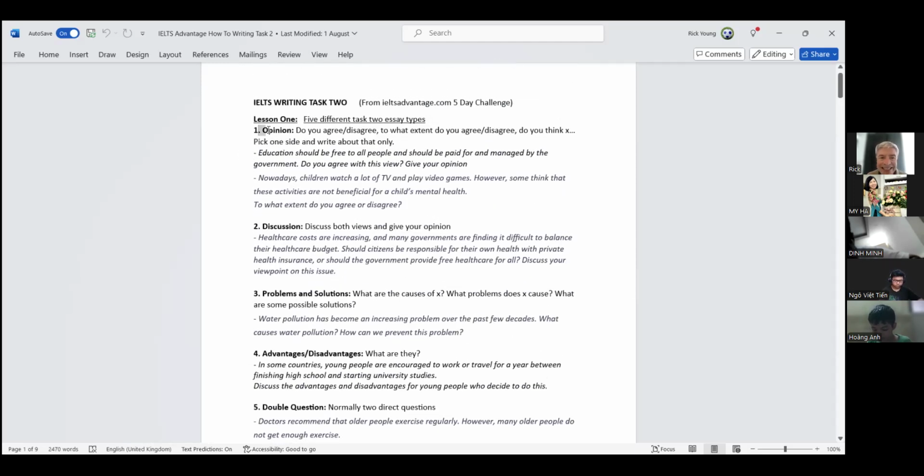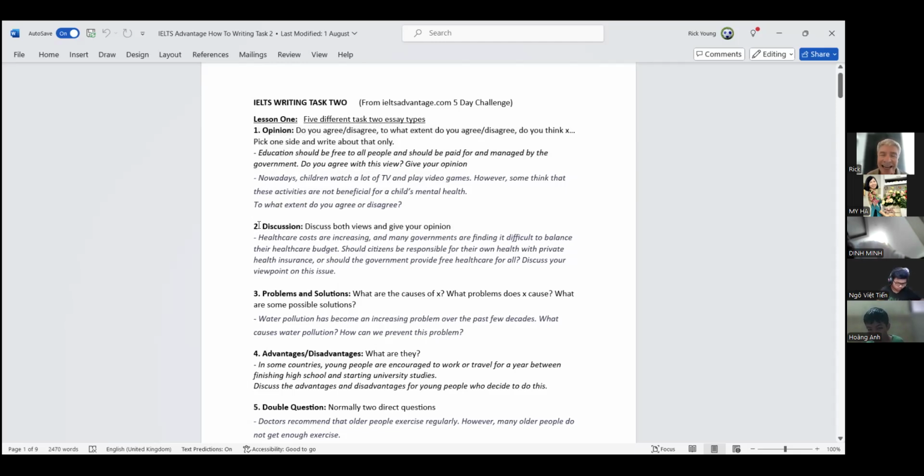In an opinion essay, you also write 4 paragraphs, always. Your first paragraph will be an introduction. Your second paragraph will be one reason why you agree or disagree. Your second body paragraph, meaning the third paragraph, will also be about why you agree or disagree. And remember, you pick one side only, and then your fourth paragraph is about a solution.